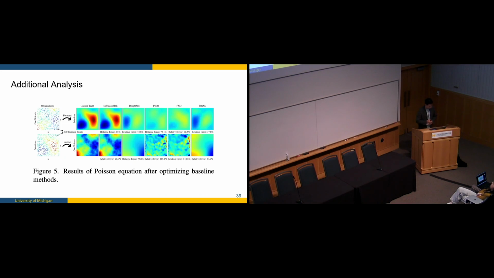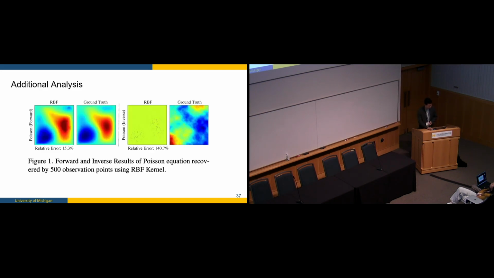And this is another comparison against a baseline, where if you have a forward function, you can use it for an inverse problem. This is a result showing that DiffusionPDE performs much better. And this is a baseline that completes the partial observation using a simple radial basis function, and then uses the existing method to do the forward process. You can see that it doesn't work at all.